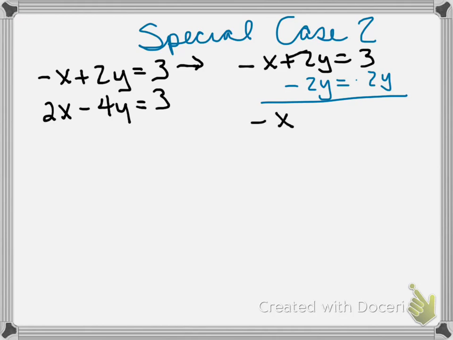So we have minus x. This becomes a zero pair, and this is supposed to be a negative. It didn't come out very good. Alright, so then I'm going to say 3 minus 2y.